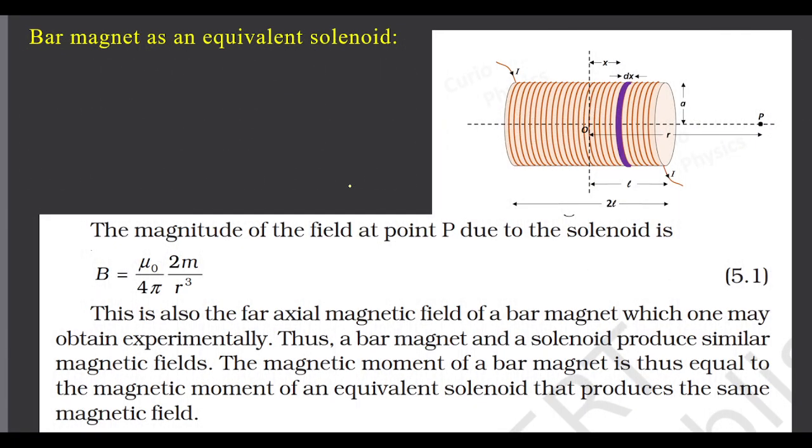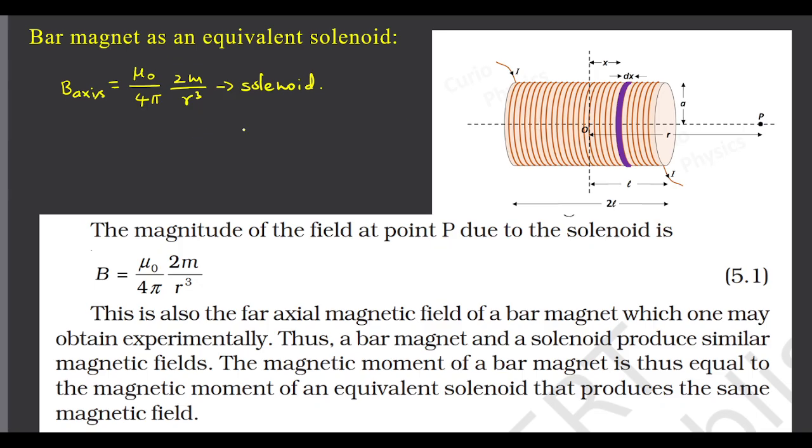Next, we have a bar magnet as an equivalent solenoid. Here we have a solenoid which is carrying current I. If you derive the expression for magnetic field along the axis of the solenoid, you will get this simplified formula: mu naught by 4 pi into 2m divided by r cube. So this is for the solenoid.